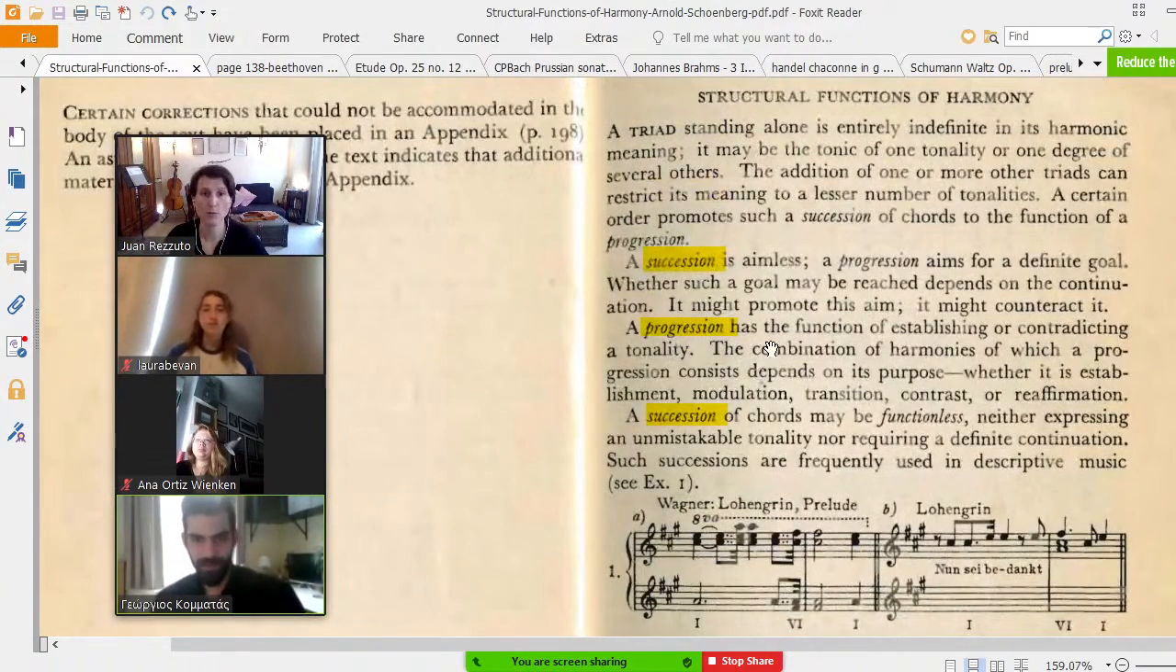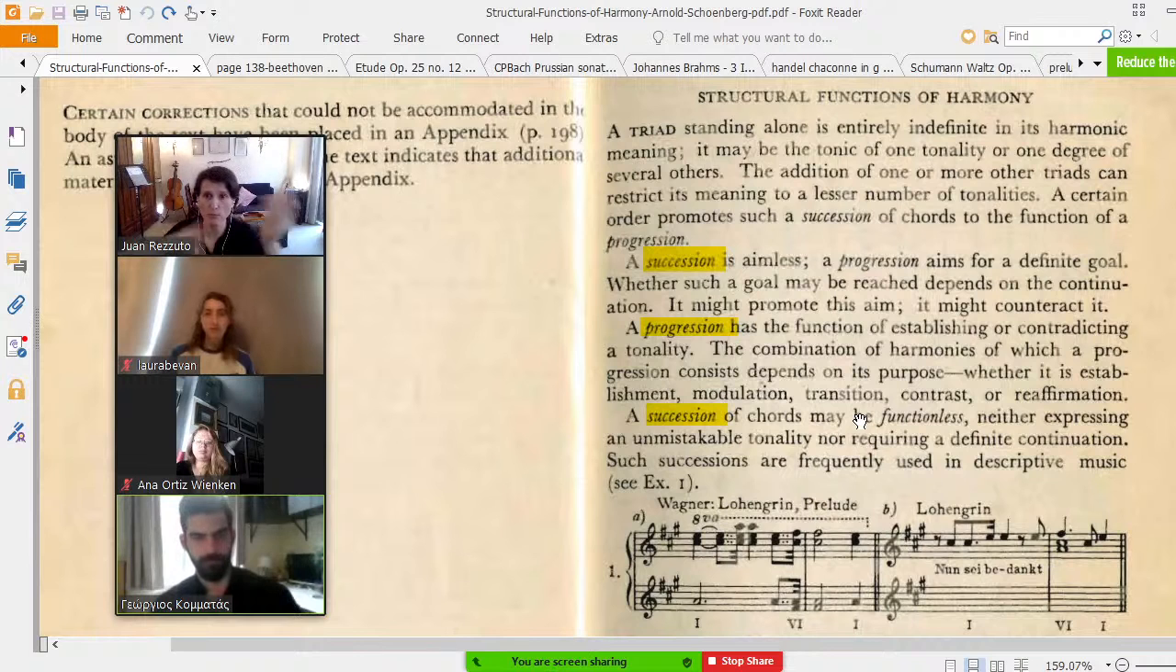A progression has a function of establishing or contradicting a tonality. How do we do that? Well, the combination of harmonies of which a progression consists depends on its purpose, the goal. Whether it is establishment, modulation, transition, contrast, or reaffirmation. Because if you're transitioning from point A to point B in music, or if you want to create a contrast, or modulate, or reaffirm your tonic, you're going to create progressions that do that. But first you need a purpose.